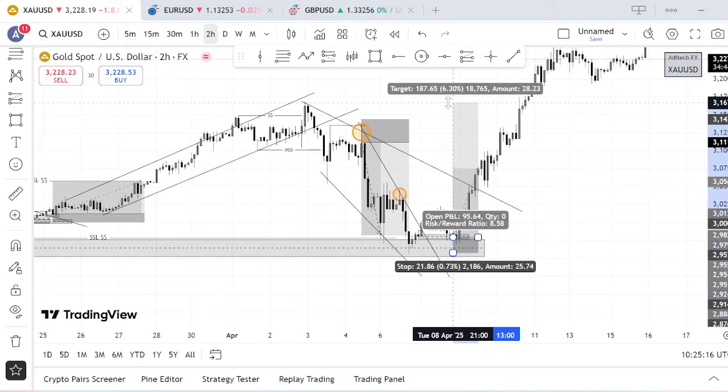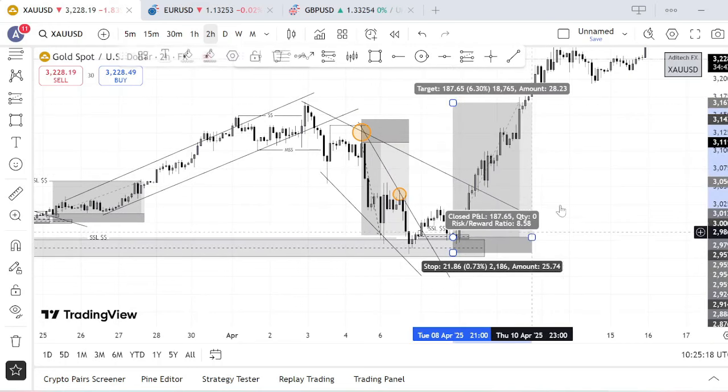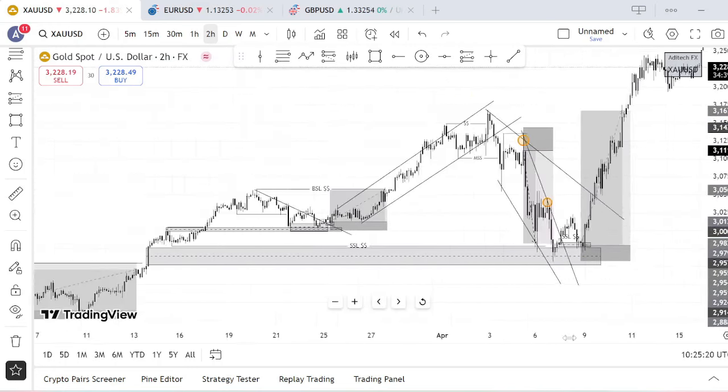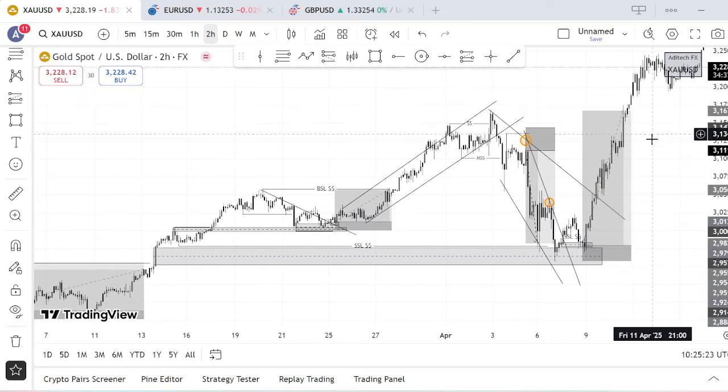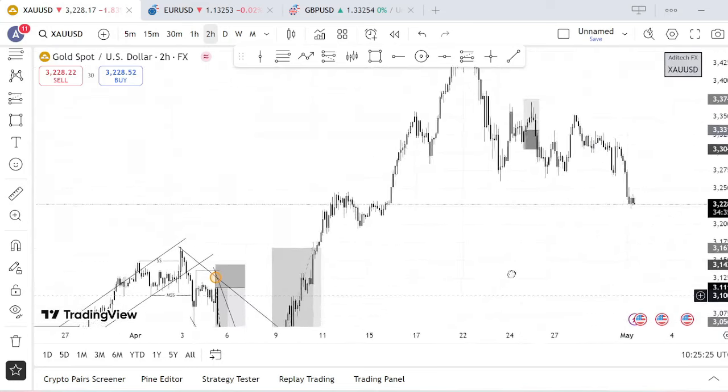So you simply target this buy side liquidity on the higher time frame. Can you see, guys? Just go and backtest this strategy on XAUUSD. It works well on XAUUSD.